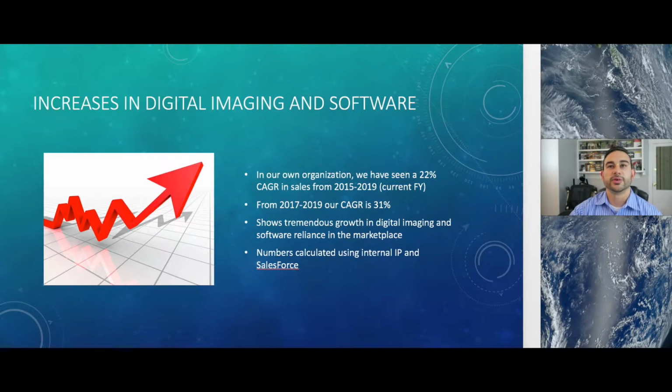When looking at our compound annual growth rate with respect to digital imaging and software specifically, I compiled some numbers using Salesforce, which showed a 22% compound annual growth rate from 2015 to 2019. What's even more staggering is when you look specifically from 2017 to 2019, the growth rate grows up to 31%. This is much, much larger than the anticipated 7% growth rate and could be a key indicator of what could come next. To get an idea of why this may be the case, we may also want to analyze other relevant changes found within the current marketplace.